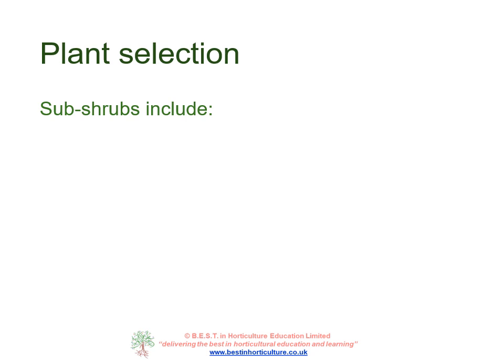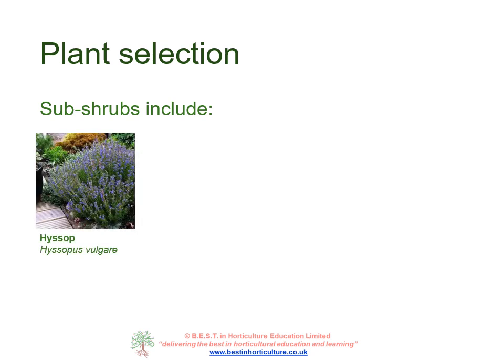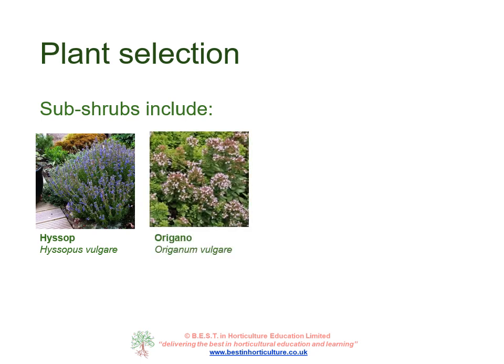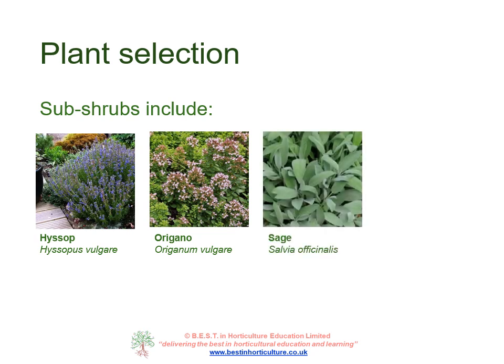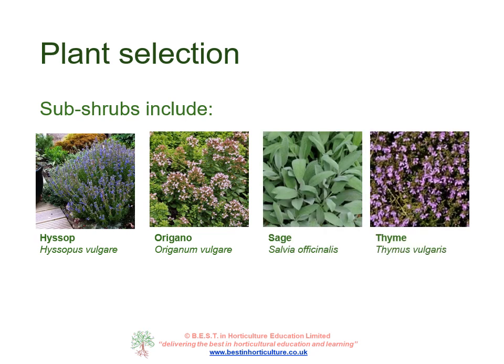Subshrubs are small shrubs which produce very soft new growth but a woody base. And these include some popular herbs such as hyssop, Hyssopus vulgare, oregano, Origanum vulgare, common sage, Salvia officinalis, and thyme, Thymus vulgaris.